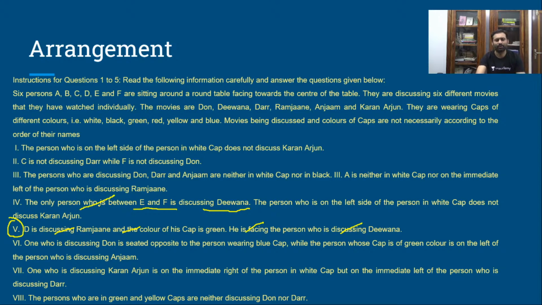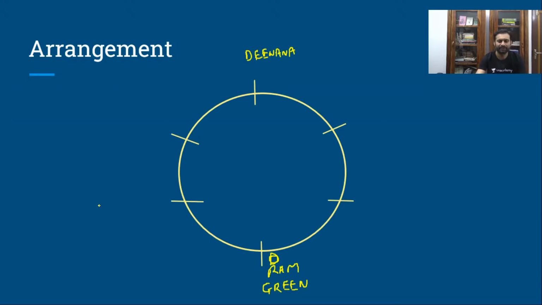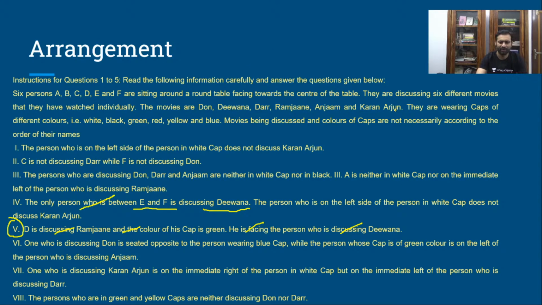The only person who is between E and F. If this is Divana, then F. Use this one. Now anything else? Look at this one, second part: the person who is on the left of the... See what I'm doing? I knew information about Divana, Ram Jane, D, and green. Now, from this information, I'm actively seeking out information connecting something with these. This is what I'm doing.